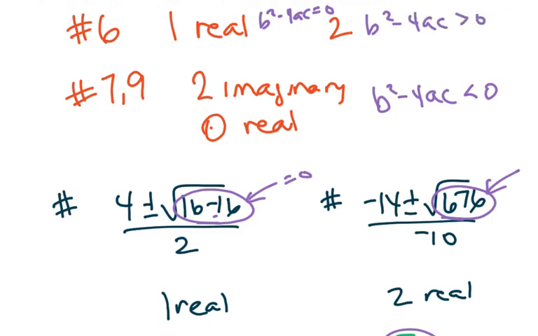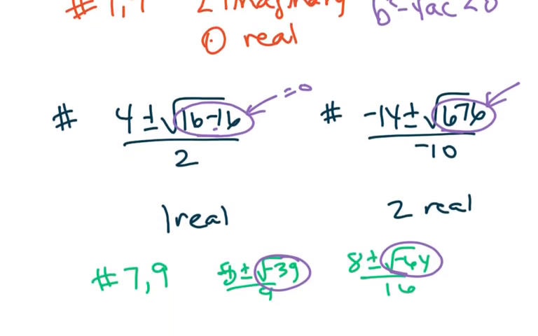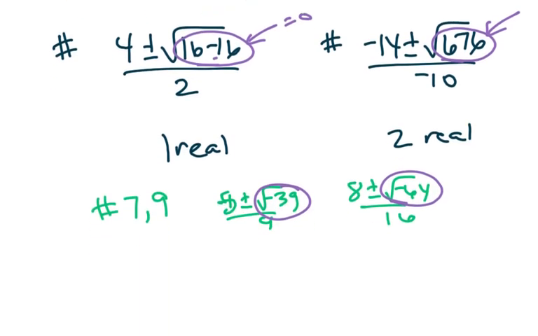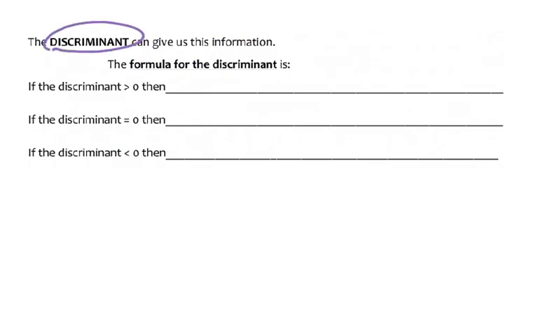So that number that's under your radical, that has a special name, and it's called the discriminant. Okay, the discriminant gives us the information. So b squared minus 4ac, that is the discriminant. And if it's greater than 0, then there's going to be 2 real solutions. If it's equal to 0, there's going to be 1 real solution.